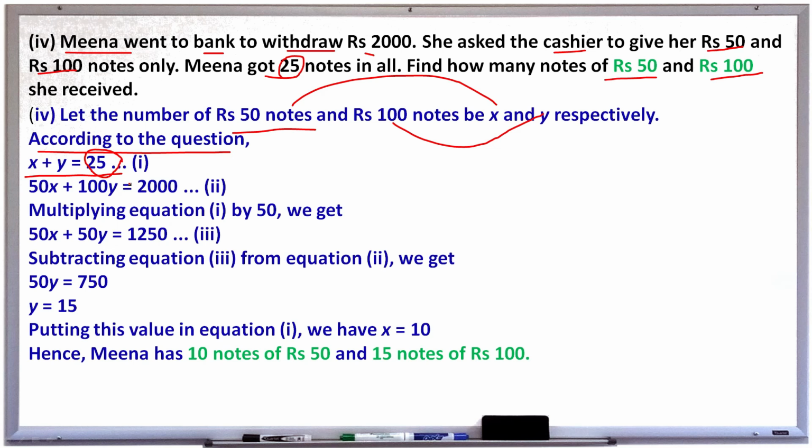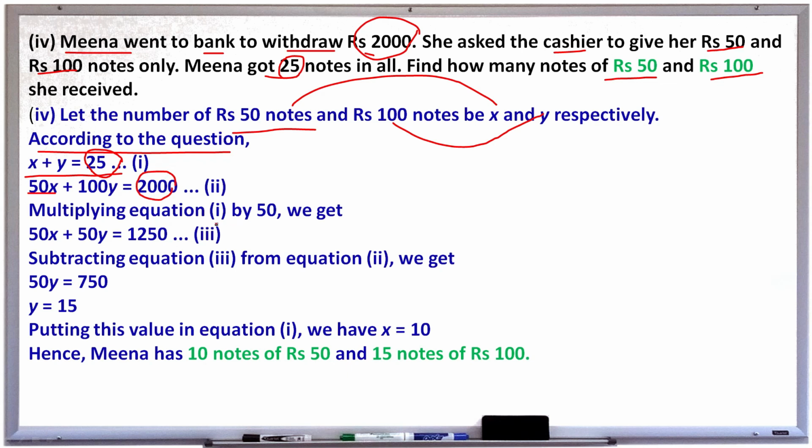So you multiply. So 50, how many notes of x is there? 50 into x, 50x, and y you should multiply by 100 because she received 100 rupees notes also. So 100 into y, 100y. Just you total how much amount she got? 2000. So you write 2000.